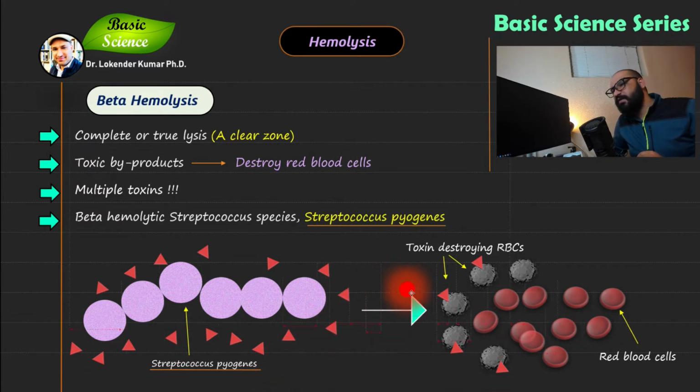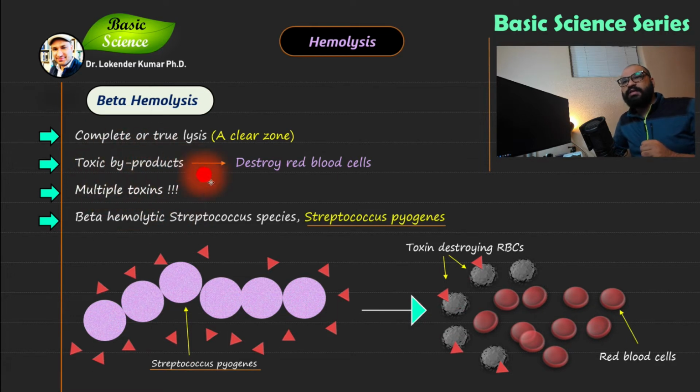And then as you can see, when these toxins interact with the RBCs, they attack the RBC membrane, and that causes the destruction or lysis of the RBCs. That is why it is also known as true lysis. In case of alpha hemolysis, you will not have true lysis, and the lysis will be incomplete. That is why it's also known as partial hemolysis.